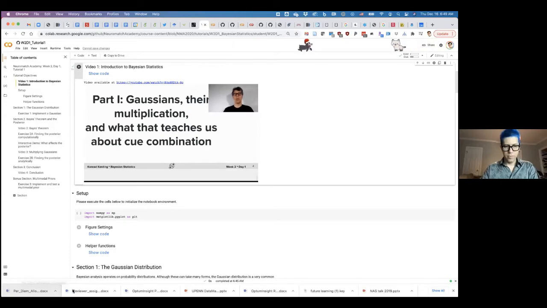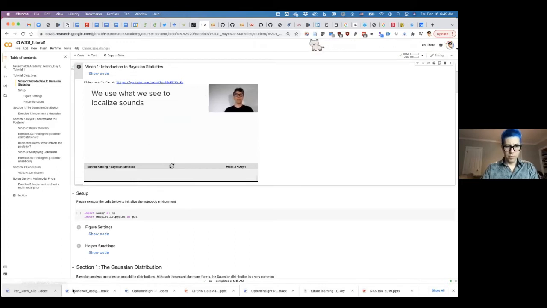Part one: Gaussians, their multiplications, and what that teaches us about cue combination. A simple example of cue combination is visual-auditory cue combination. As you see this video, you see me in the corner. The sound is coming out of your loudspeakers, and yet you will have a very strong illusion that makes you hear the sound come out of my mouth. But that's of course not true, it comes out of your loudspeakers.